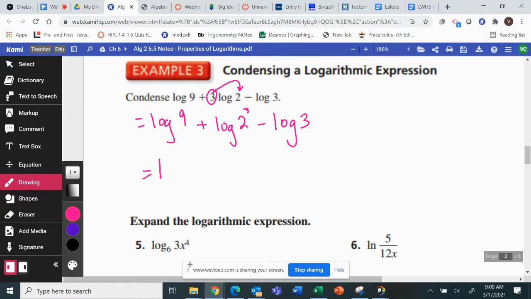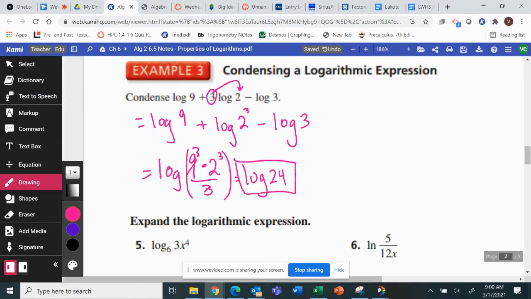I'm going to do it in one step. I'm going to say 9 is positive, it's going to go on top. 2 to the third is positive, it's going to go on top. 3 is the negative, it's going to go on the bottom. So it becomes one fraction with anything that was positive on top, anything that's negative on the bottom. And since these are numbers, I can actually multiply and divide this out. That would be 3 times 8, 24. If there were x's, I could multiply it out all the way.